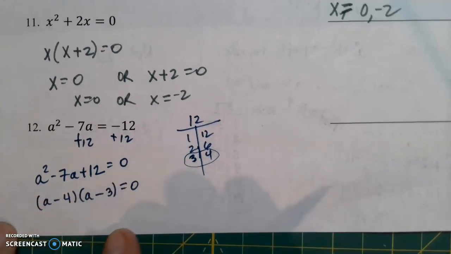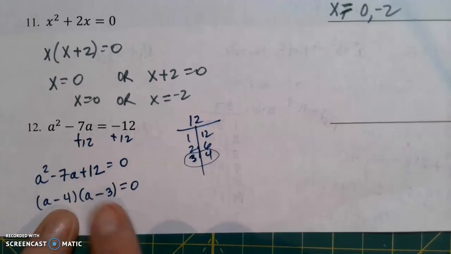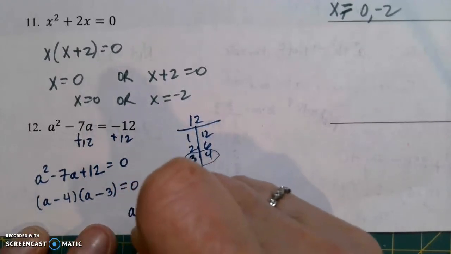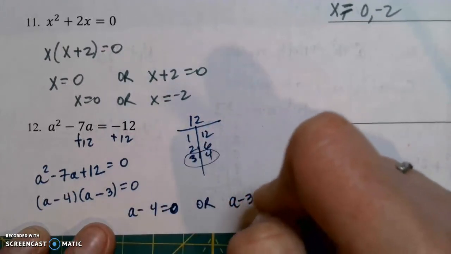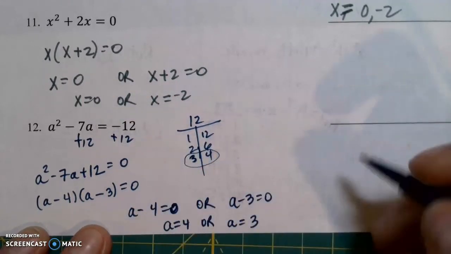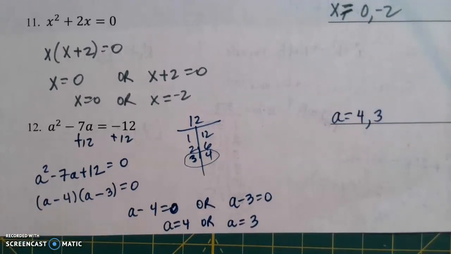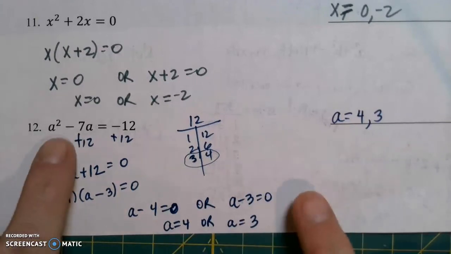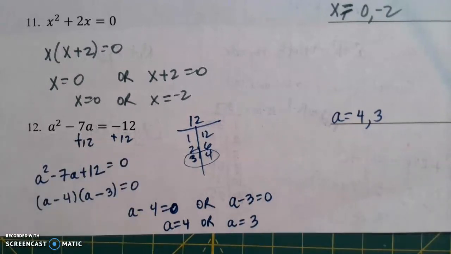And here's where the factoring becomes the prelude part, and now this is the new part. So then we can set each of those equal to 0. So a minus 4 equals 0, or a minus 3 equals 0. So a is 4, or a is 3. And so those are the possible answers for that one. And if you go back to check these in the original equation, you will get the same thing on both sides of the equation. Same for all of those.